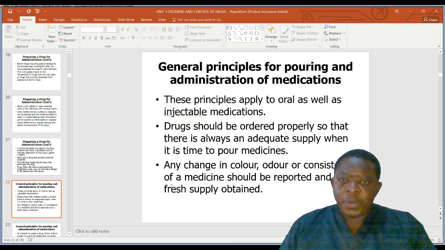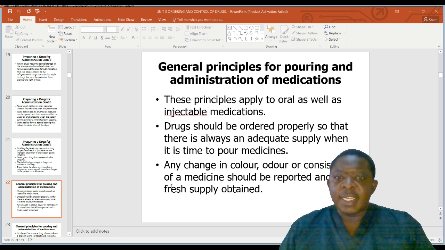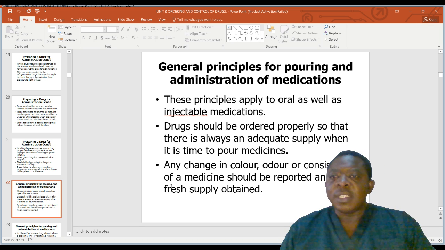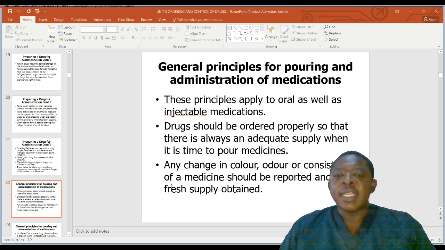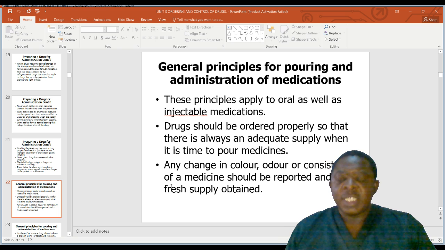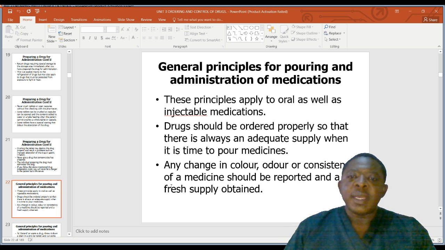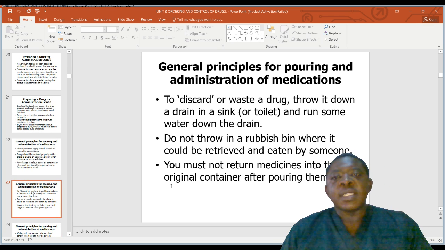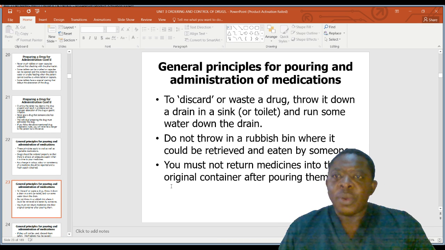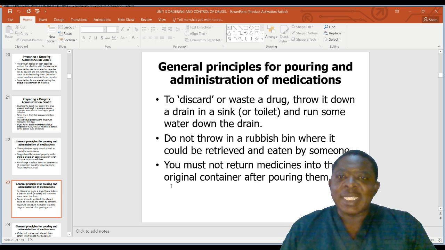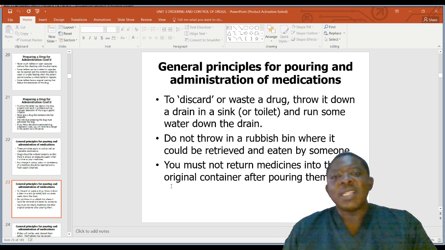Drugs should be ordered properly so that there is always an adequate supply when it is time to pour medicine. Any change in color, odor, or consistency of a medicine should be reported and a fresh supply obtained.